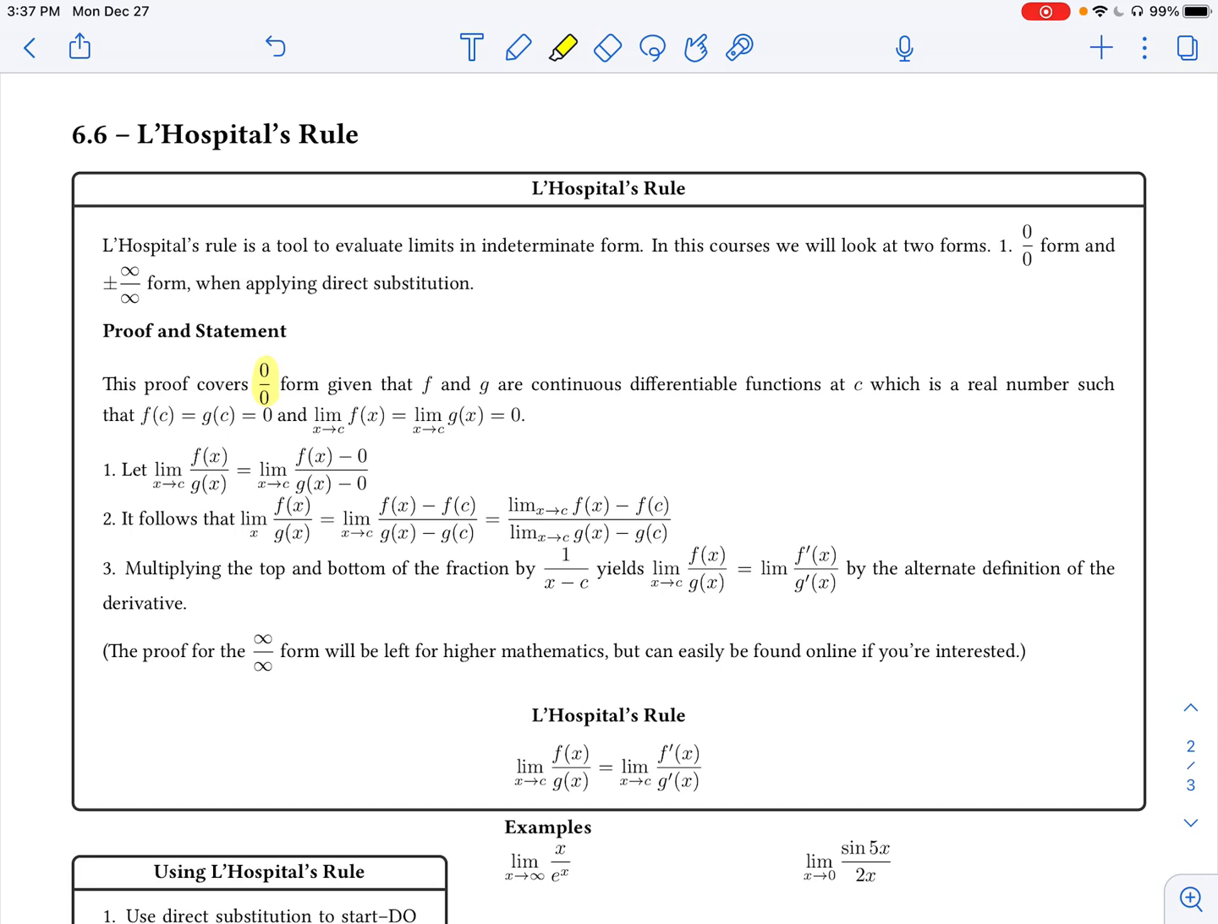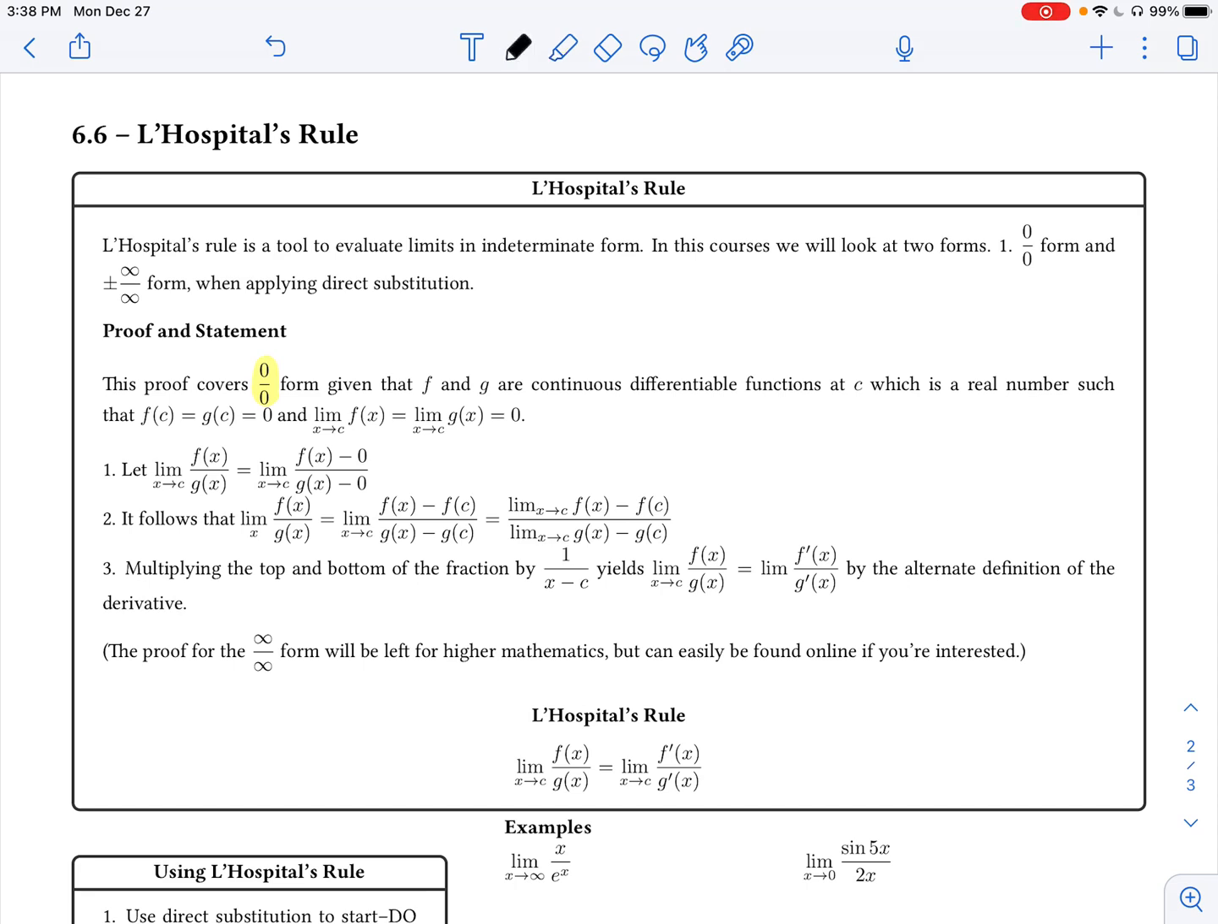The proof says the following. If we're finding the limit of f over g, and it's established that f of c is equal to 0 and g of c is equal to 0, again, we're going over the indeterminate form 0 over 0. There's another proof for the infinity over infinity form that's a little more rigorous, but you can search it up, and if you have questions about it, feel free to drop a comment below. But I just wanted to go over this particular form.